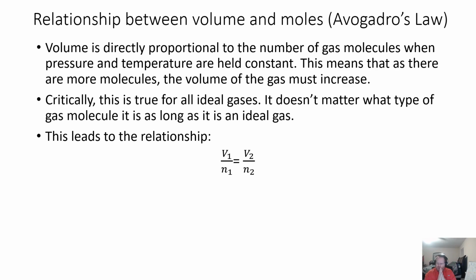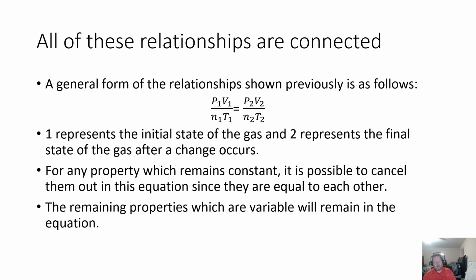And once you have all three of these laws, we now know all four properties that are going to impact our gases. We can learn how all four of those relate to each other as well. And so you end up with this relationship here, that P1 V1 over N1 T1 equals P2 V2 over N2 T2. And what's nice about this is you can derive any of those relationships from this equation. All you have to do is you cancel out anything that is constant.